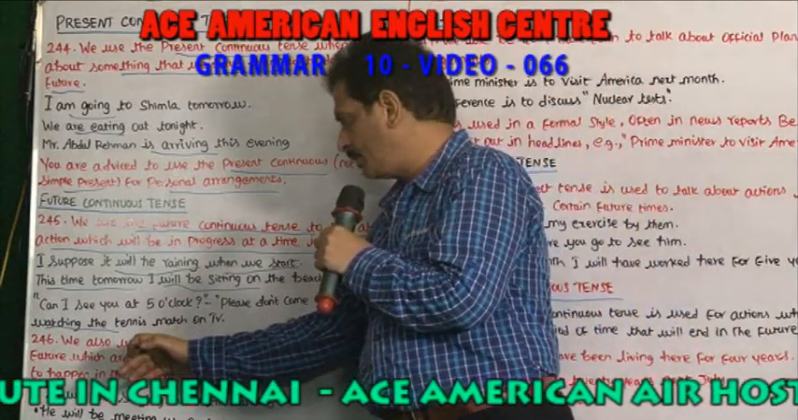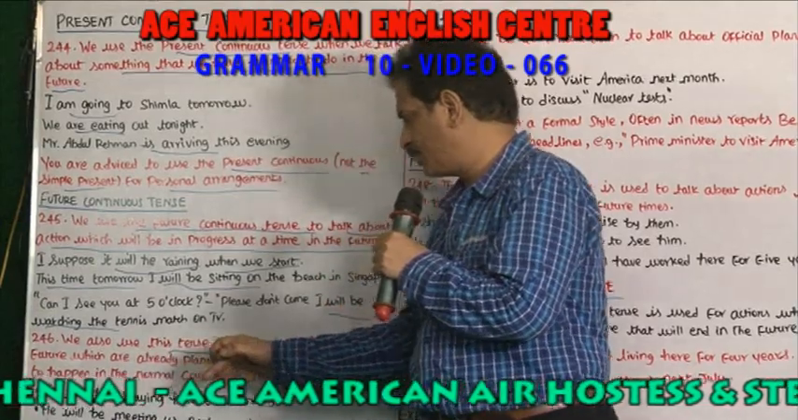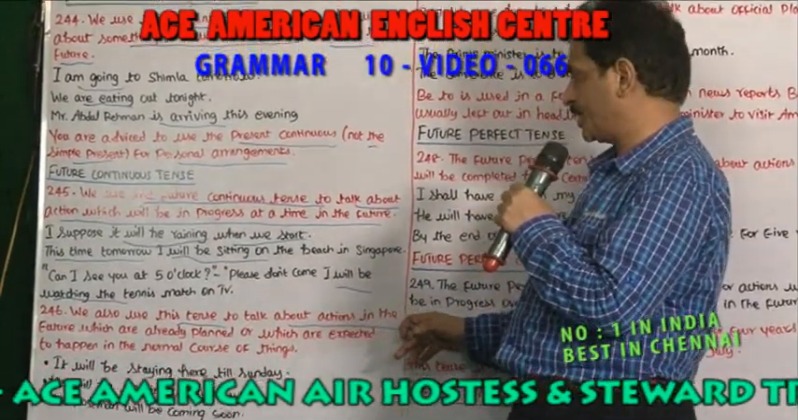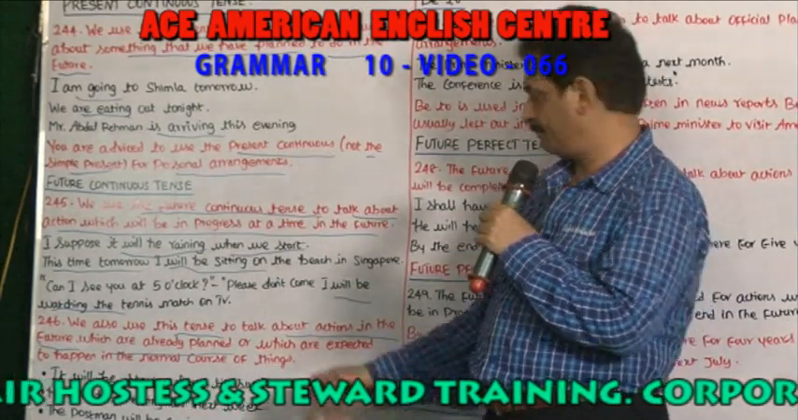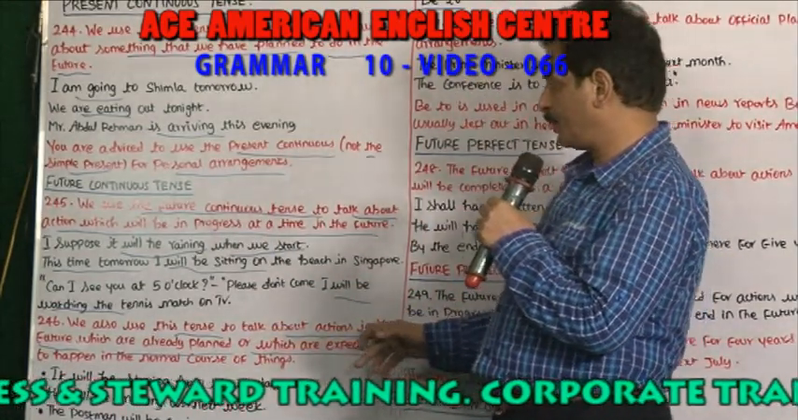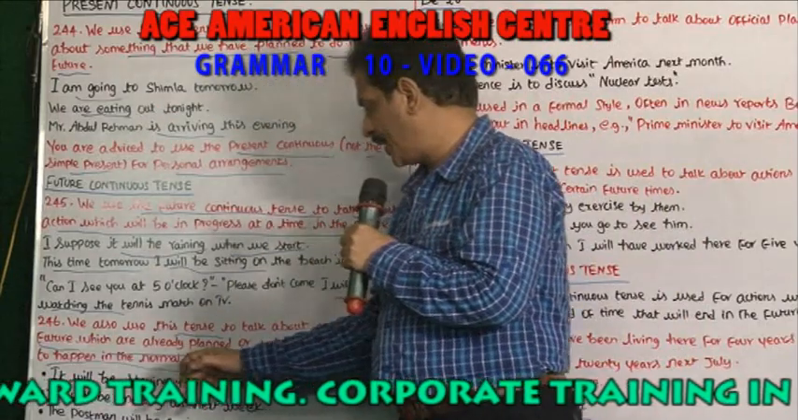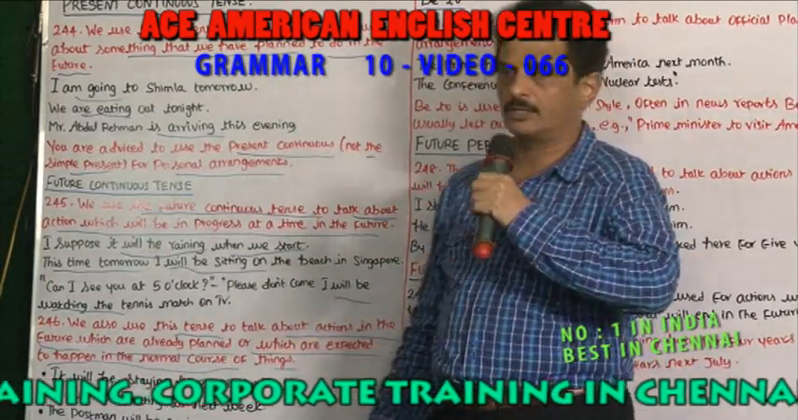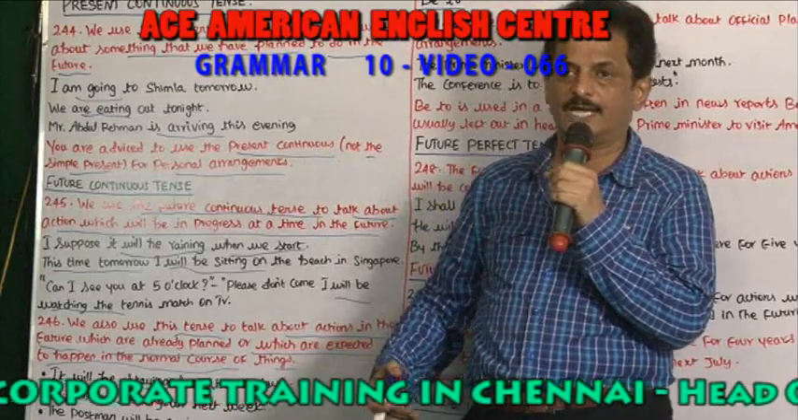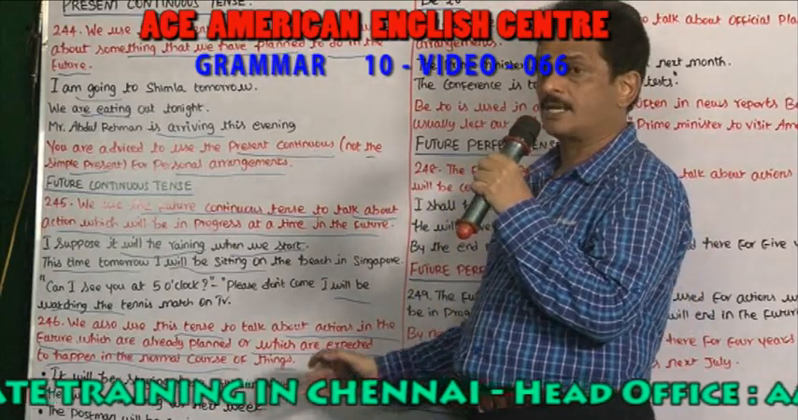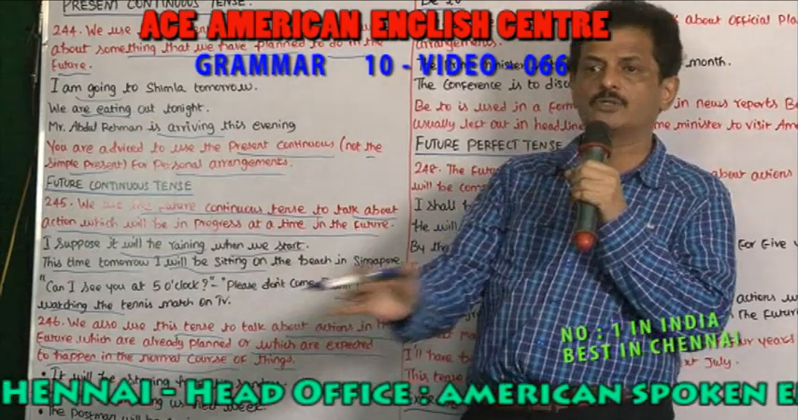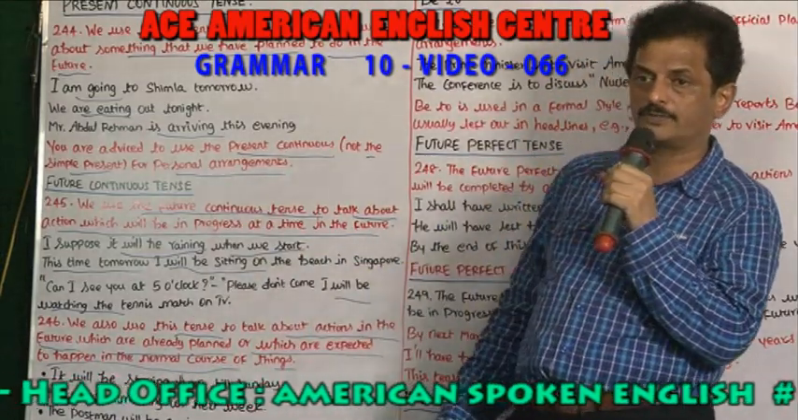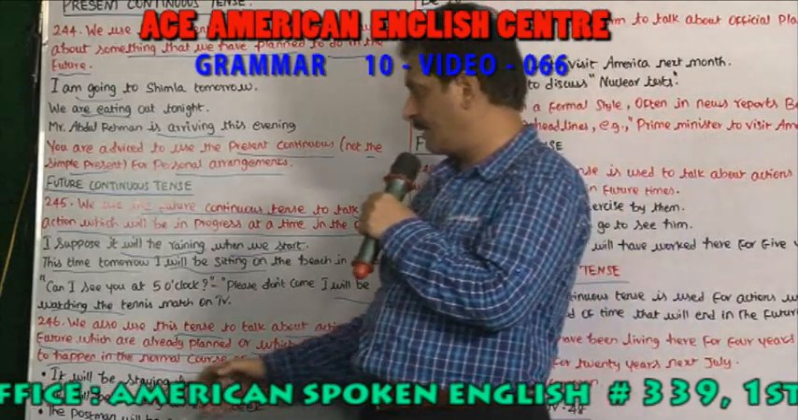We also use this tense, future continuous, to talk about actions in the future which are already planned or which are expected to happen in the normal course of things. So when a future program is fixed, you use future continuous tense, or when something is going to happen in the normal course of time, not abnormal course of time, in the normal course of things.